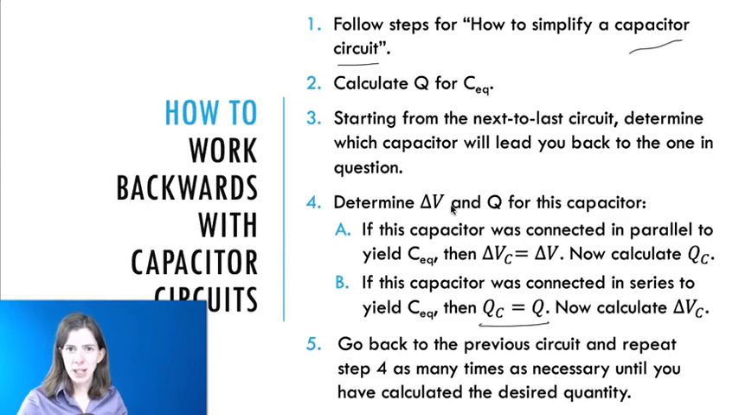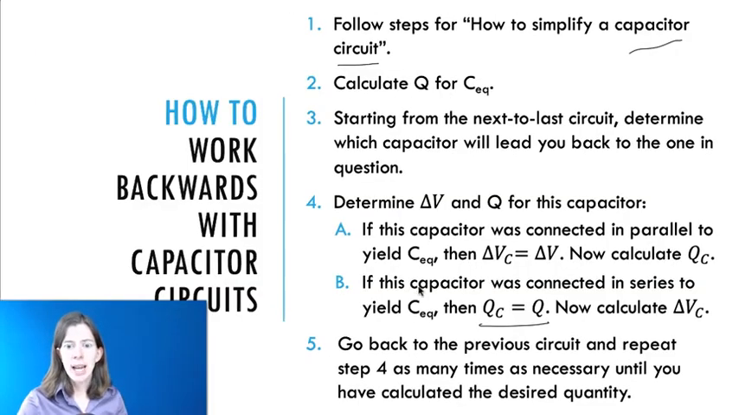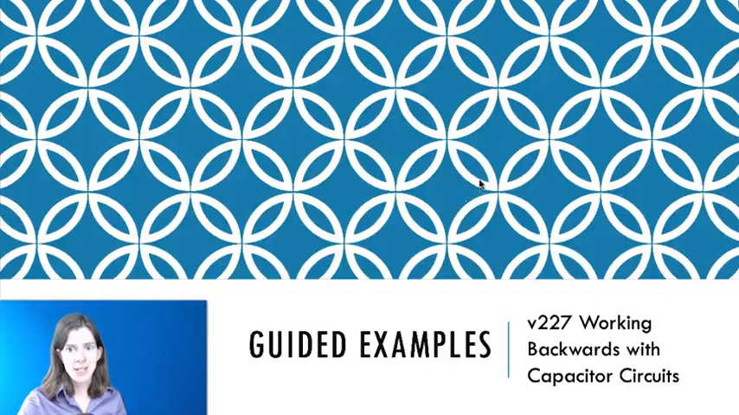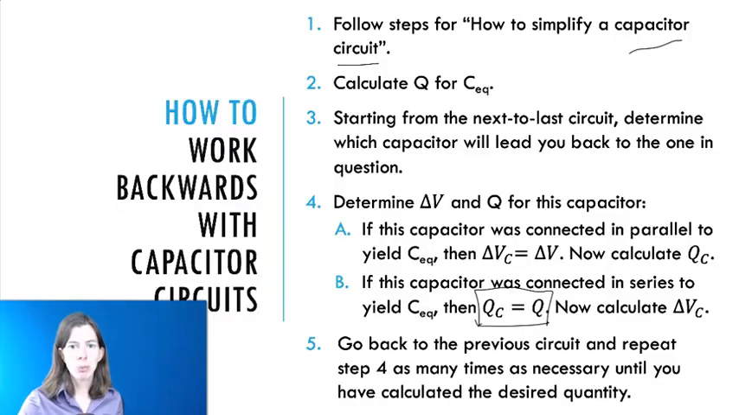Was this capacitor connected in series or parallel? Remember, C123 was connected in series to yield C equivalent. So that's what I wrote here. If this capacitor was connected in series, then now we know the charge on this capacitor. Now we can calculate the voltage. So that's what we did. We said it was connected in series, we know the charge, and we calculated the voltage. And then we repeat. Go back to the previous step and repeat.